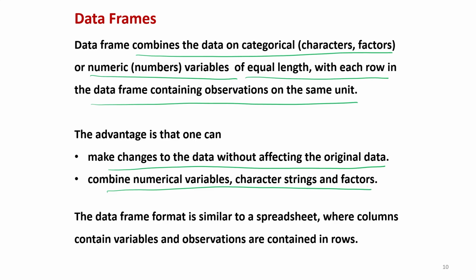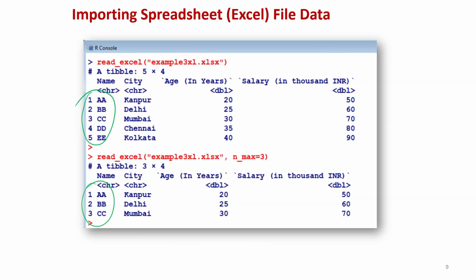And a data frame, if you try to understand, is similar to the spreadsheet, where the columns contain variables and observations are contained in rows. That you have seen actually, because in the spreadsheet also you see these columns here like this, and the rows are containing the numerical values.